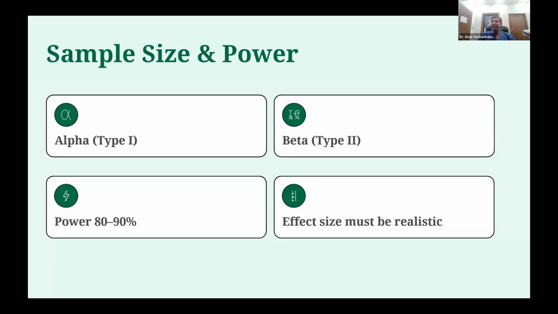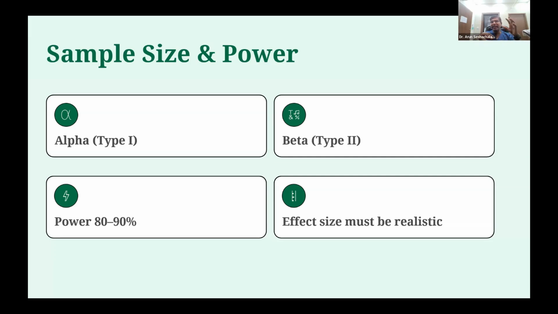Okay, 20% we may miss, but still we want an 80% chance to be there. So the more the sample size, the more the power. Always remember two things that determine the sample size. When you go to a statistician, two things determine the sample size. One is the effect size.